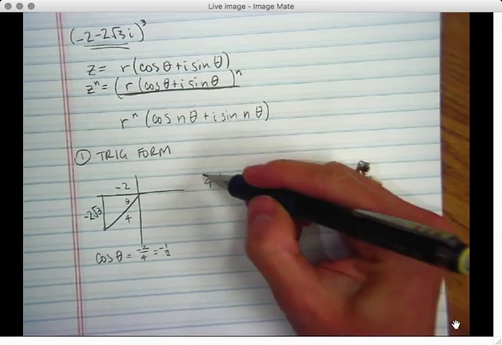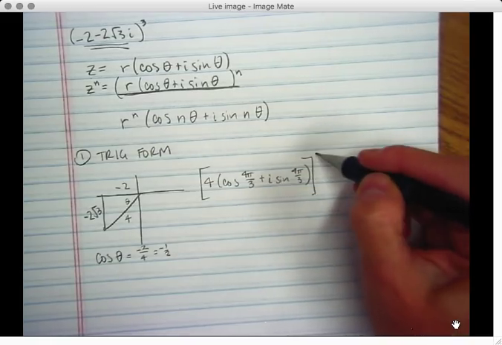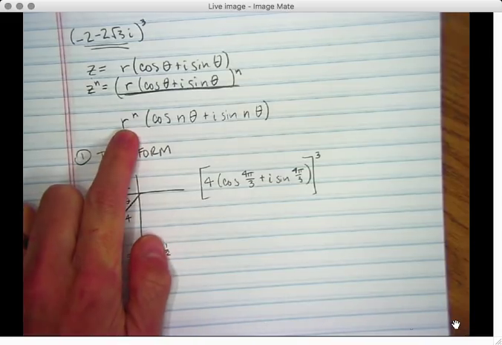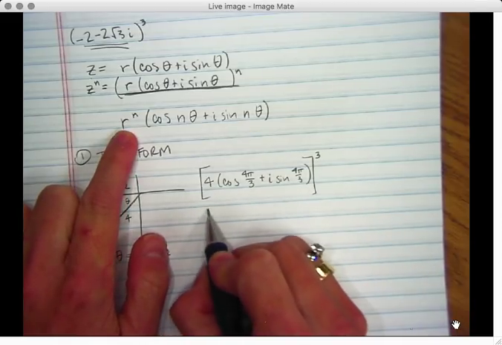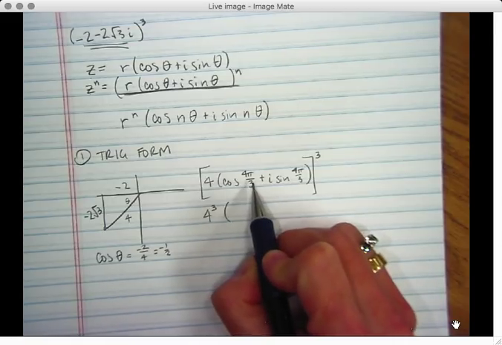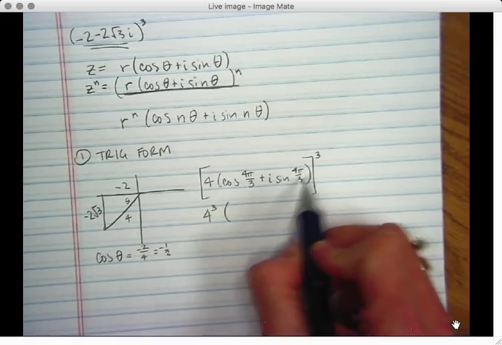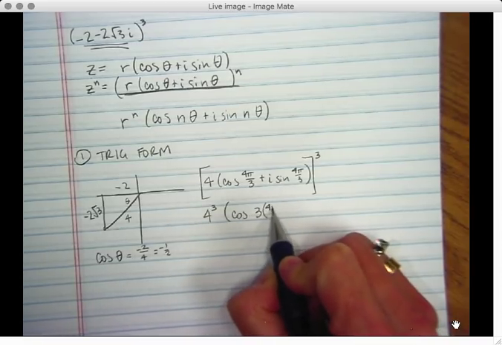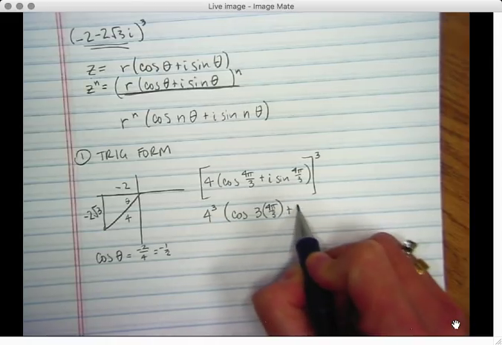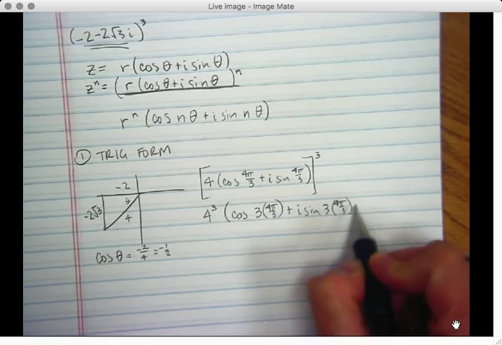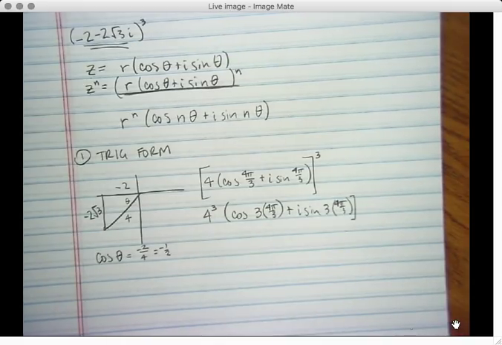Now, I'm raising this to the third power, right? That's what I'm trying to do. I'm trying to multiply it times itself 3 times. So here's what the formula says. Take the radius and raise it to that power, so 4 to the third. And then inside here, you're going to multiply each of those angles, right? It's the same angle, but we're going to multiply it by 3. So it'll look like this. The cosine of 3 times 4 pi over 3 plus i sine of 3 times 4 pi over 3. All right, that's what the formula looks like.